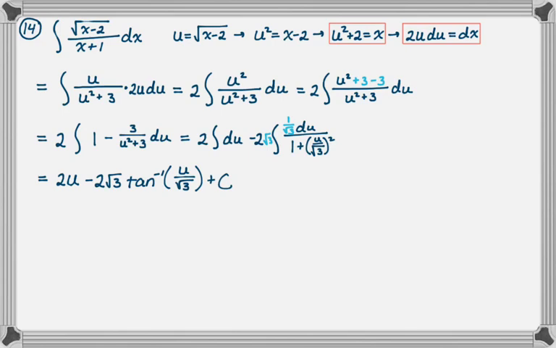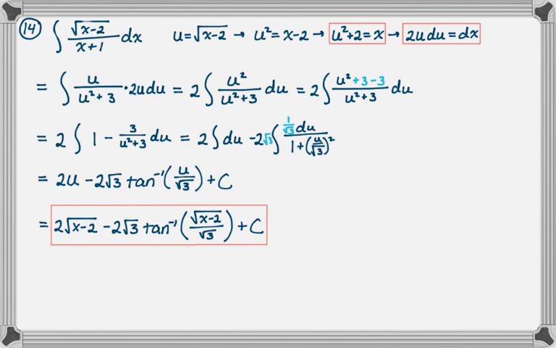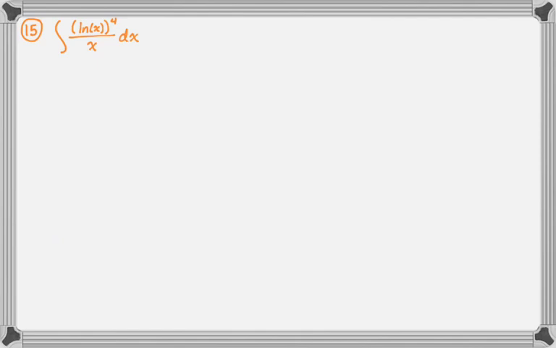And if we do our substitutions, every u that you see is actually a radical x minus 2. So we get this. It's not pretty, but why would you expect it to be pretty when the original is kind of weird looking? Okay, so we have that. So that's 14 down.